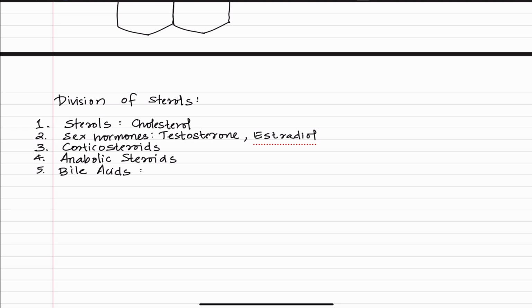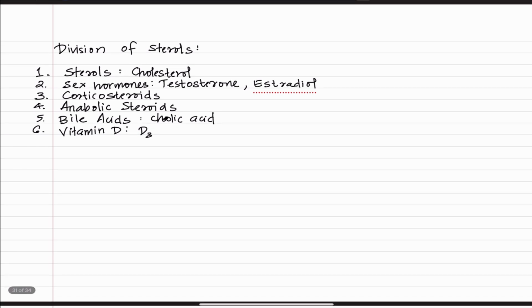Bile acids are derived from cholesterol. Examples would be cholic acid. Sixth one is vitamin D. This is basically a modified steroid with a broken ring. Examples can be different types of vitamin D, which is vitamin D3 or D2. That's all we have to study about steroids. Now let's move on to our main content, which is sterols.